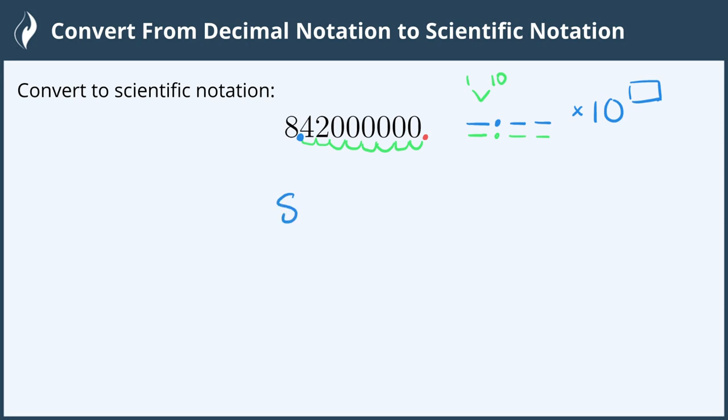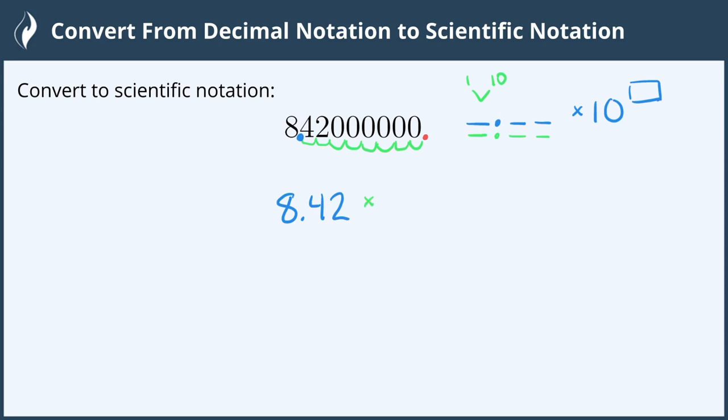So now I have the first part of my scientific notation as 8.42, and again, we ignore the rest of the extraneous zeros. If I had another digit after the zeros, I'd have to include all of the zeros between. But in this case, I just have a bunch of zeros after, so I can ignore them.